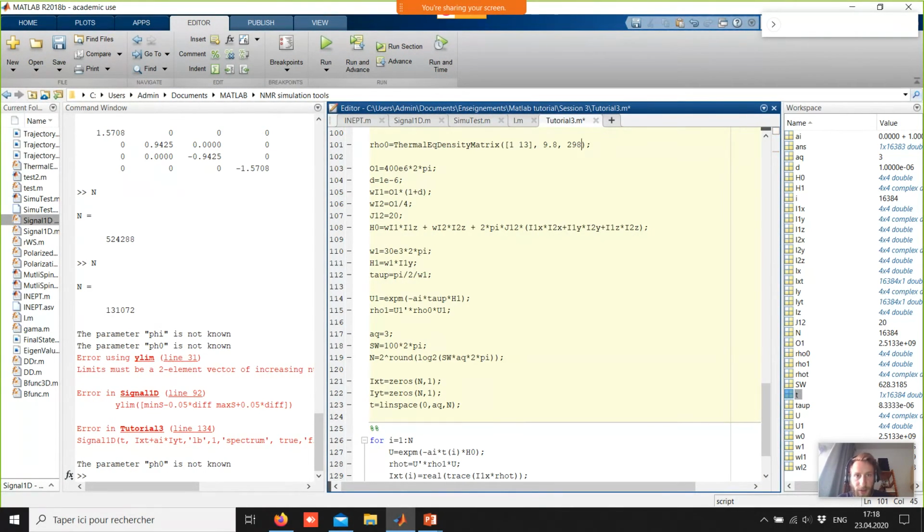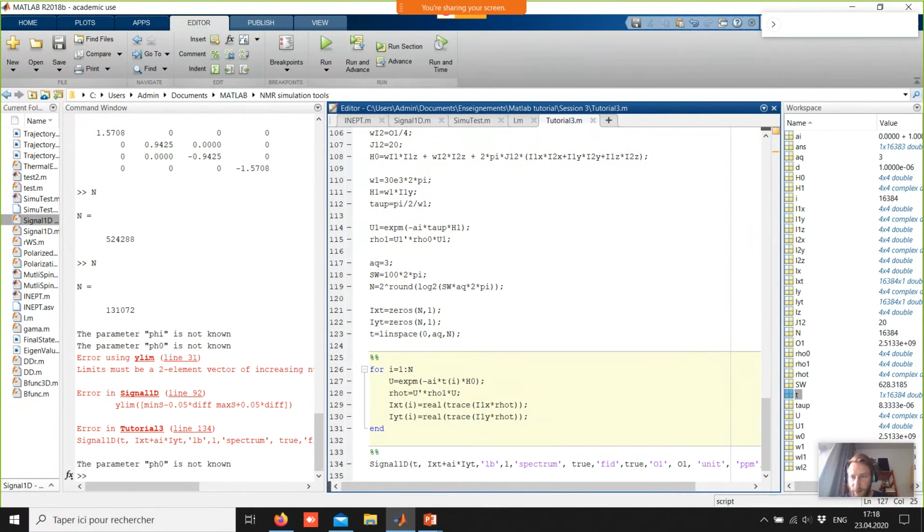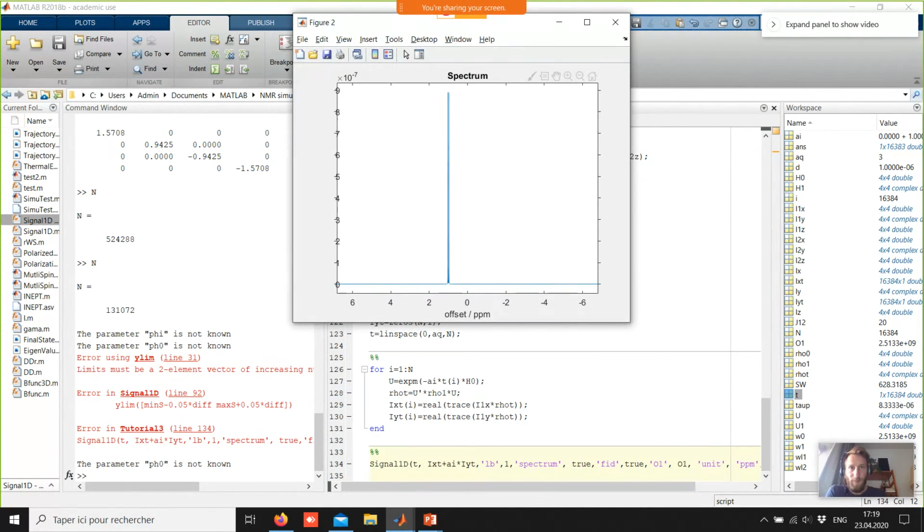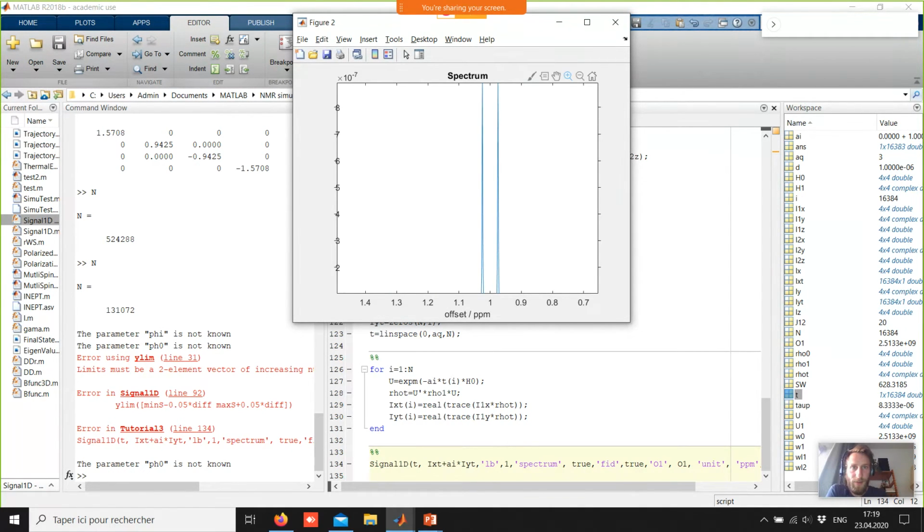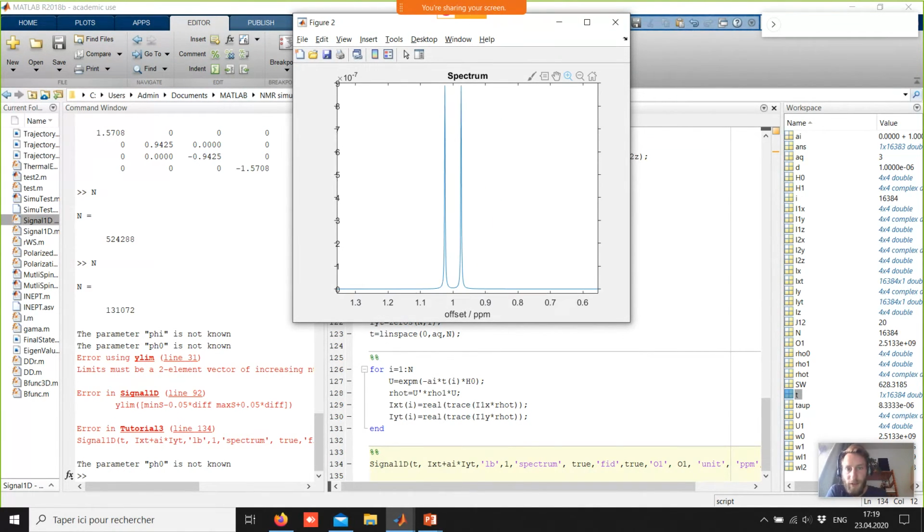Now let us put normal temperature. I run the code again. It's running. Now it's propagating. And we have our doublet. Oh, sorry. As expected, it's centered at 1.